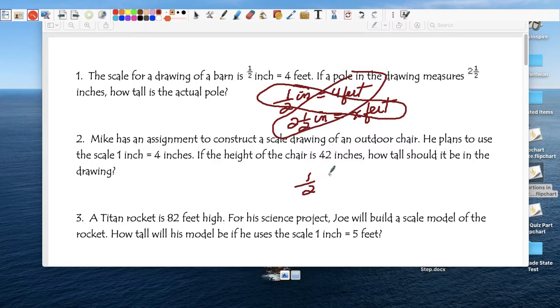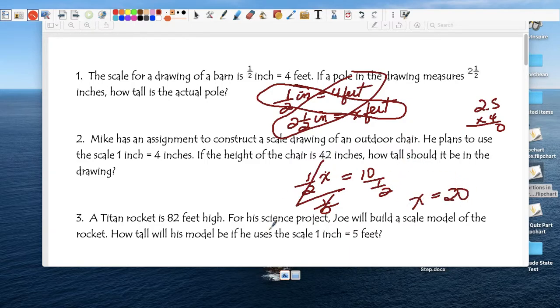So that's ½ feet, half of x, and then 2½ times 4. That's 10. You can divide this by half and divide this by half, right? So x equals 20. Okay, so the actual height of the pole is 20.